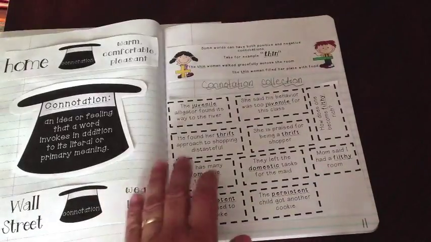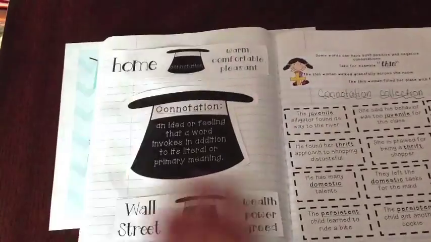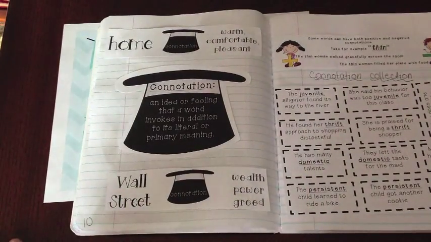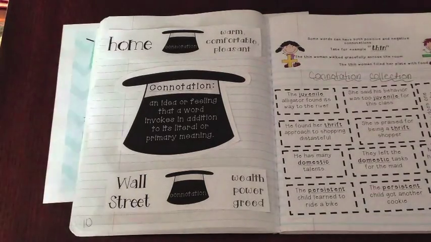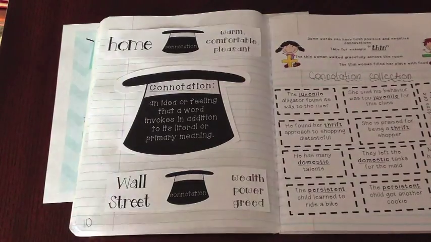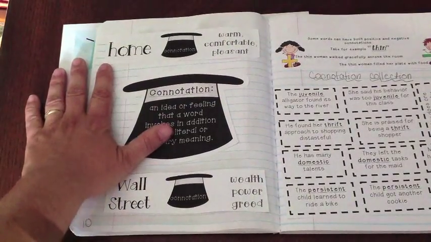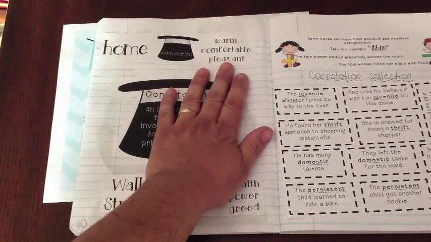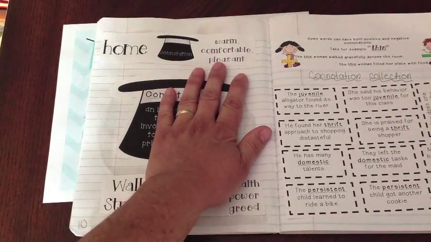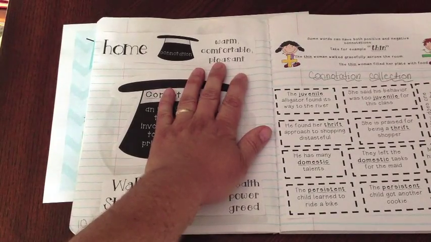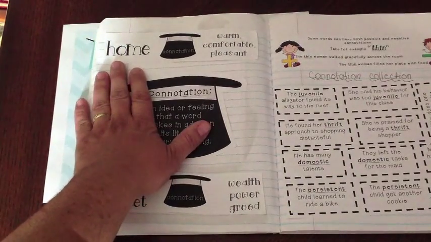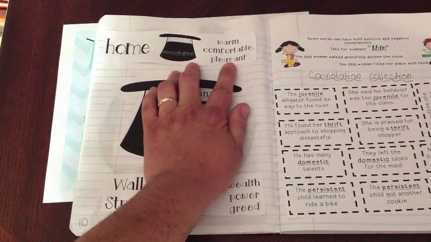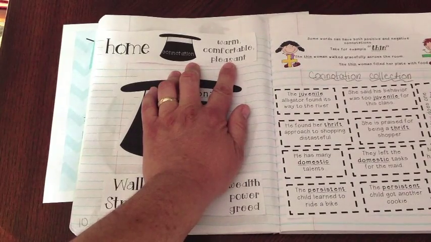Now, let's move on to a final note about multiple meaning words. The concept of a connotation. A connotation is that idea or feeling that a word invokes in addition to its literal or primary meaning. I've used the example of home. Home is a place, but home can mean things like warm, comfortable, pleasant, and even safety to some people. So in this way, home is a word with a literal meaning, a place, but its connotation is something different.